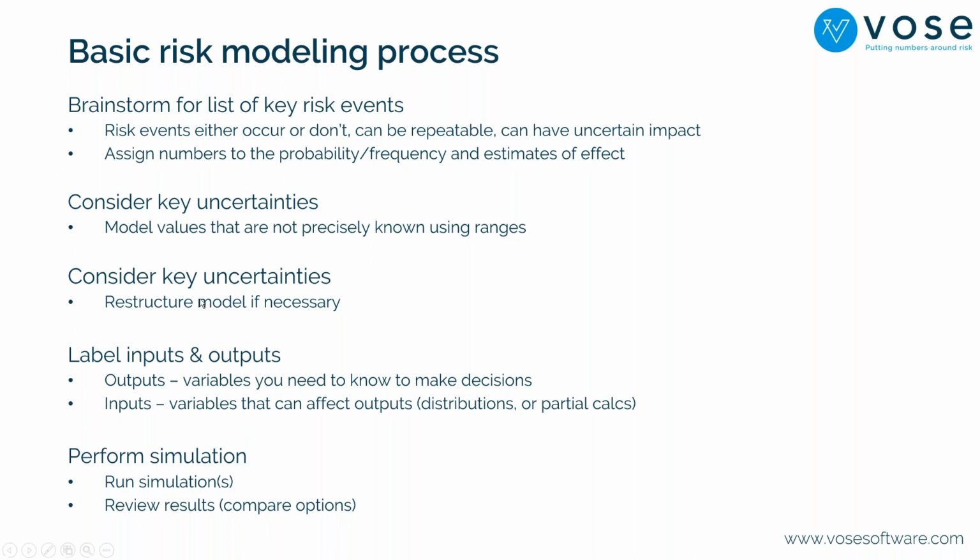So apparently you have to do it twice. Should have edited that. Okay, you have to restructure your model, put in the uncertainties and the risks. These two bullet points should be reversed, I suppose. Then we label the inputs and outputs, as I've already shown. We run the simulation and look at the results.